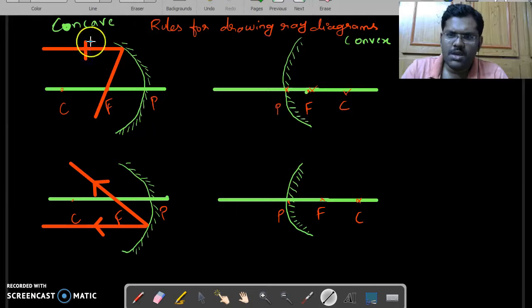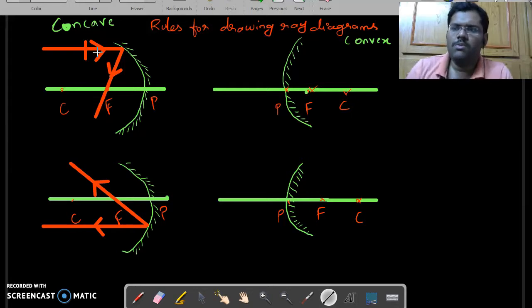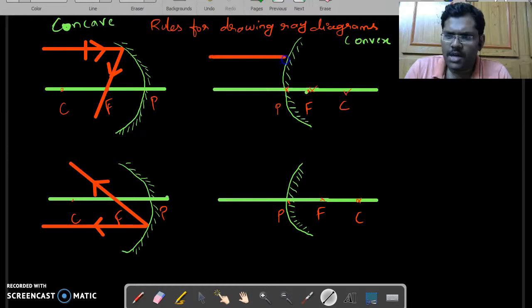This is the first rule which we need to know. Any ray which is passing parallel to the principal axis should pass through the focus. That is for a concave mirror. So what would it be for the convex mirror? Very simple. Any light ray which is passing parallel to the principal axis diverges as if it is coming from the focus. That is, the reflected ray appears to be coming from the focus. Or any ray which appears to fall on the focus passes parallel to the principal axis.